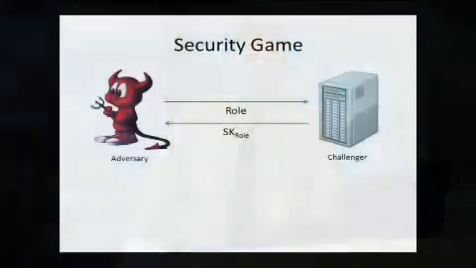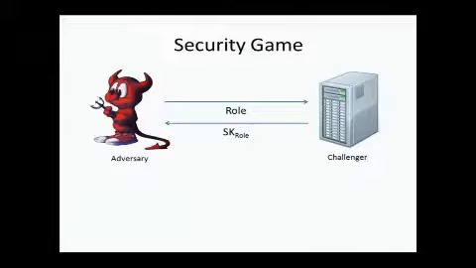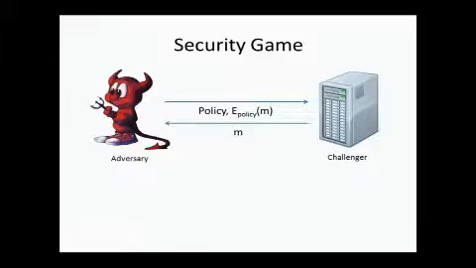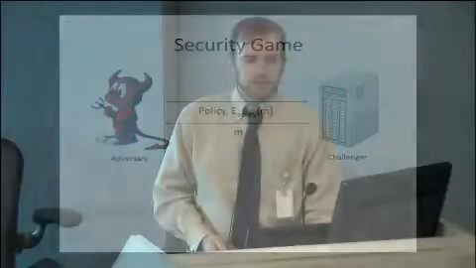So the challenger sets up the system and sends the master public key to the adversary. And then the adversary gets to make as many queries as he wants, and they can be of 3 different types. He can choose any role in the system, and the challenger will give him a secret key for that role. He can also choose any ciphertext and say what policy the ciphertext was encrypted under, and the challenger will decrypt the message for him. Of course, if the ciphertext was malformed, the challenger might send him back an error string or something like that. So he can decrypt any message that he wants, even if he doesn't have the key for it.